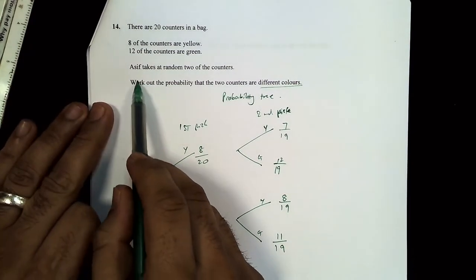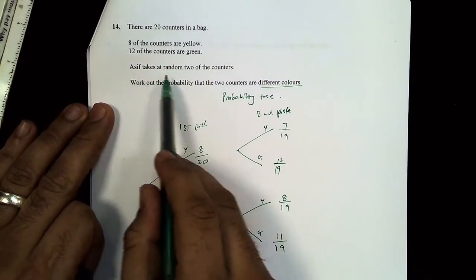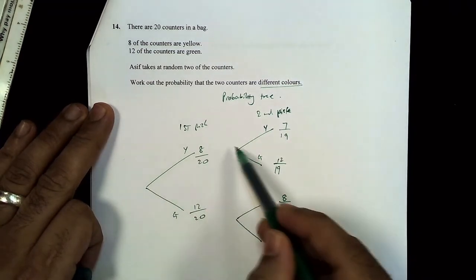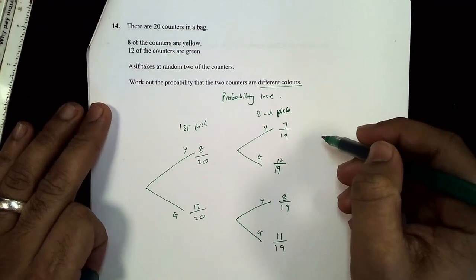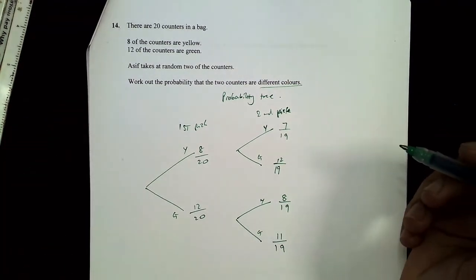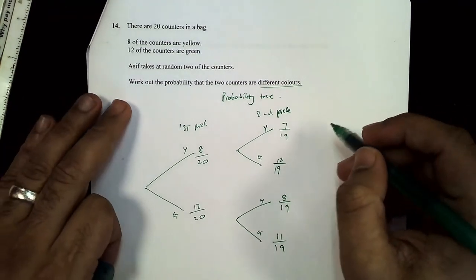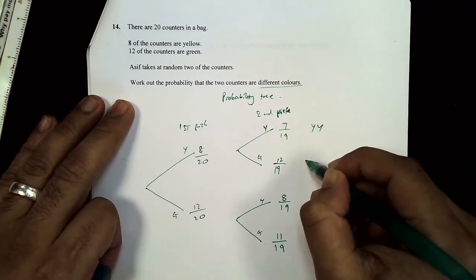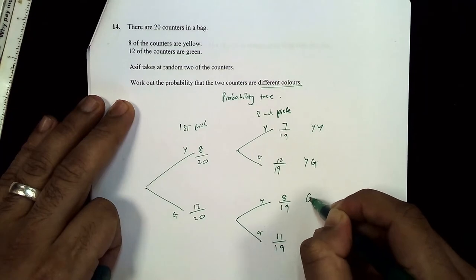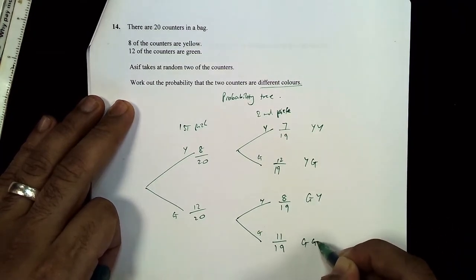Now, looking at the second and third lines, he's taken two at random, so that times that, that times that. Work out the probability of different colours. So what my maths teacher in year 10 taught me, is to write down your outcomes at the end. So I'm going to write yellow, yellow here, yellow, green here, green, yellow here, and green, green. These are all the outcomes.